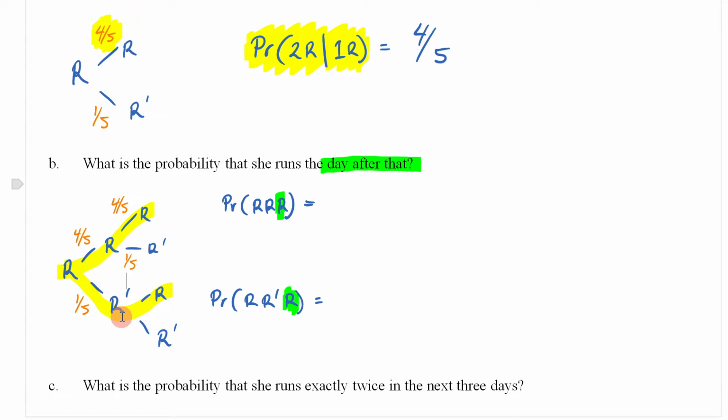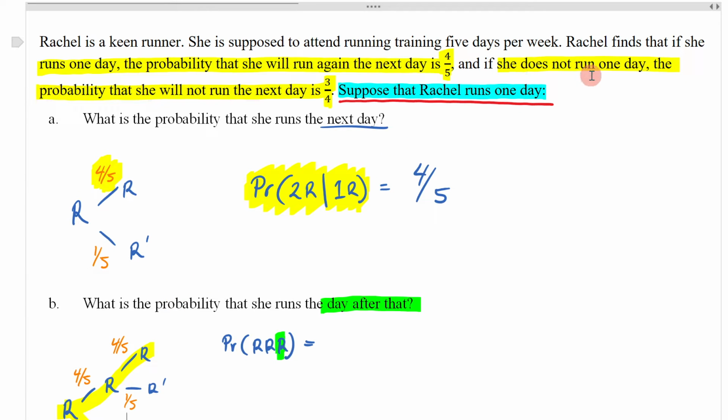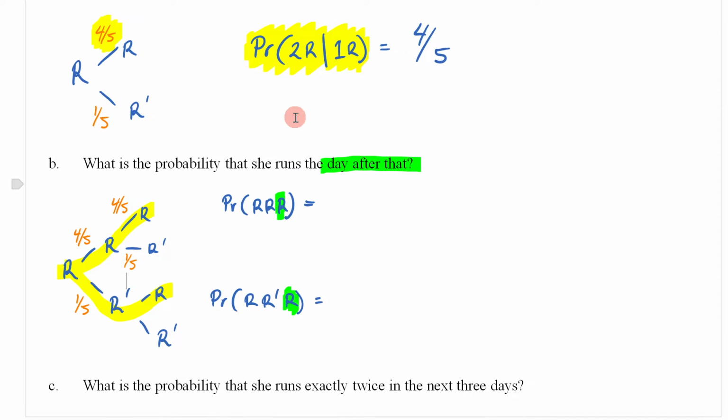And then if she doesn't run on this day, what's the probability she runs on the next day? Well, we have to come up here. If she does not run one day, the probability she will not run the next day is 3 on 4. Okay, so this one will be 3 on 4. The probability that she runs, given that she hasn't run the day before, will be 1 on 4.